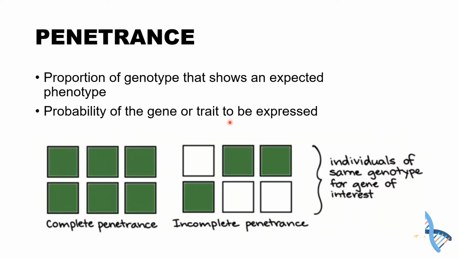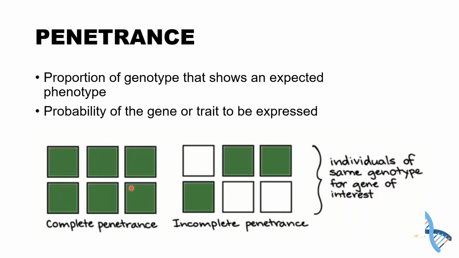So sa penetrance, may dalawa kang type. You have yung complete penetrance na tinatawag at saka yung incomplete penetrance na tinatawag. So sa complete penetrance, it is determined when all of the individuals in a population show the expected phenotype. So yun yung complete penetrance. So here, for example lang, green color.